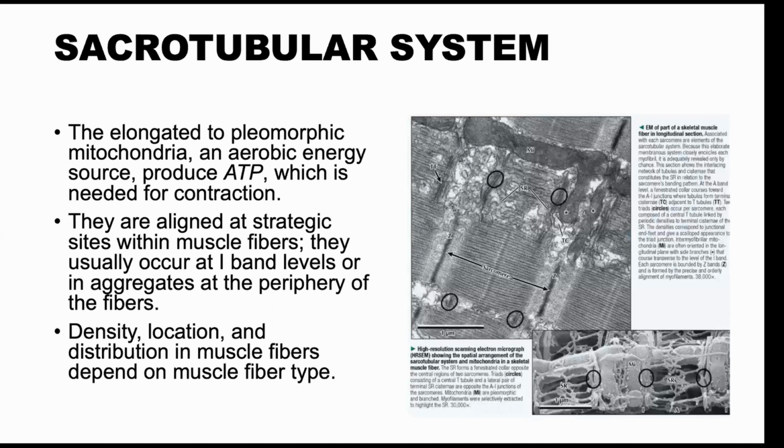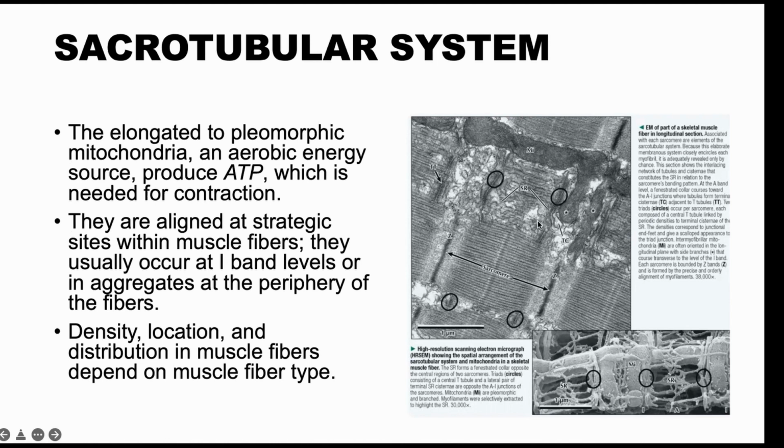In the sarcotubular system, there are elongated mitochondria, pleomorphic mitochondria. In terms of the mechanism of contraction, you can have aerobic and anaerobic respiration, different ways in which you produce ATP. As long as you get the ATP for muscle contraction, that's what you care about, right?